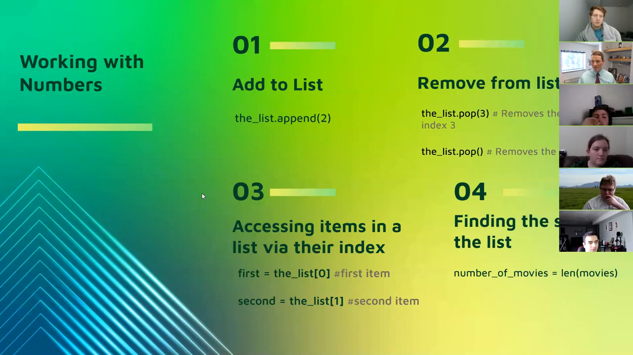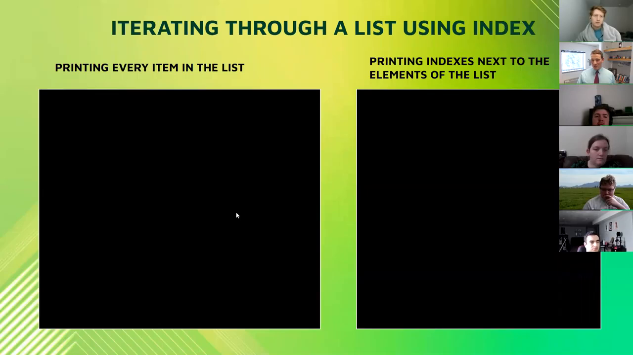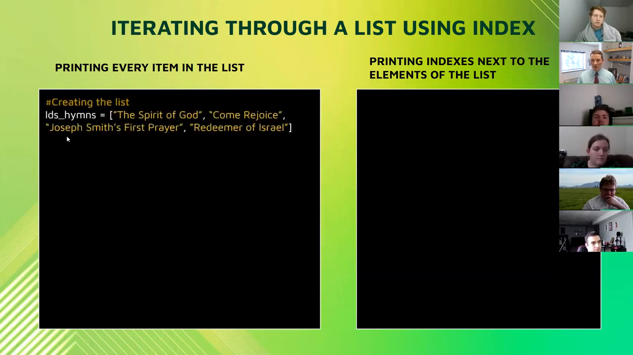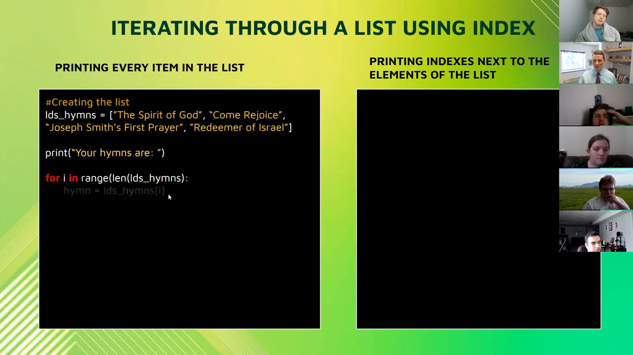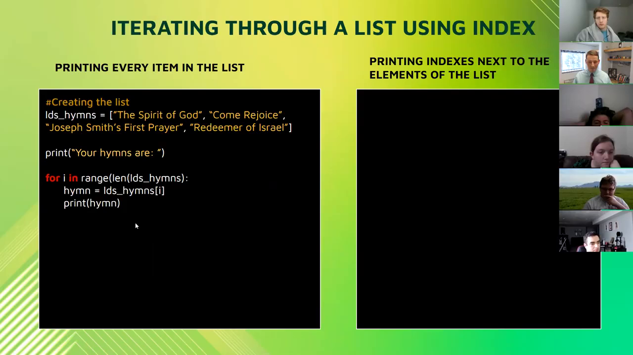Sweet, let's keep going. All right, iterating through a list using index. So we have LDS hymns, for I in range. Check this out. We have the len function that we just used, of LDS hymns. If I count my commas, I have 3 commas, which means I'll have a length of 4. So range, with this length of LDS hymns, is going to return 4, and this range function will allow us to iterate through this list. So we say for I in range, hymn equals LDS hymns at index of I, and then we'll print hymn.